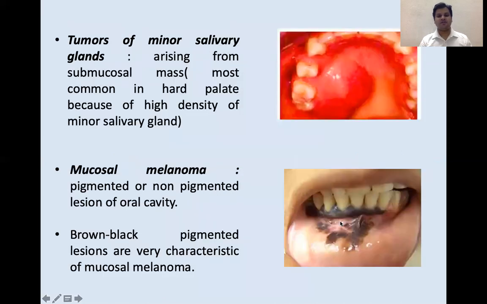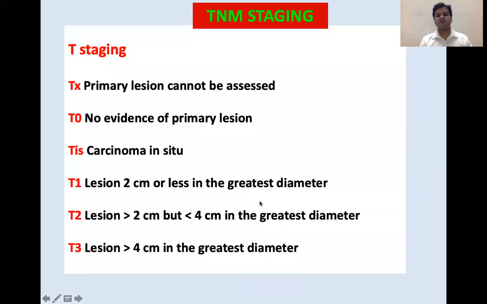Then the tumors of the minor salivary glands are most common in the hard palate because of the high density of minor salivary glands. Mucosal melanomas are pigmented or non-pigmented. As you can see, these are pigmented mucosal melanomas. A brown-black pigmented lesion is a characteristic feature of mucosal melanoma. Now come to the TNM staging.